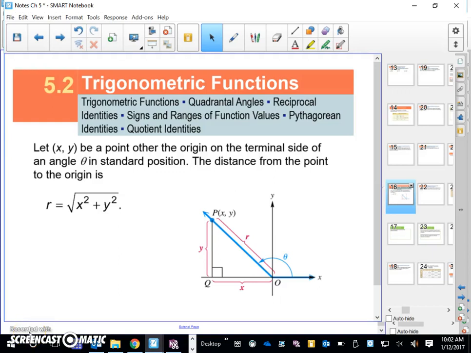5.2, we're doing trig functions, like sine, cosine, tangent. You should remember SOHCAHTOA from geometry class. We'll do a little bit of that. But basically, a trig function is going to be a relationship between the angles and the sides of the triangle, okay? So maybe we should write that.